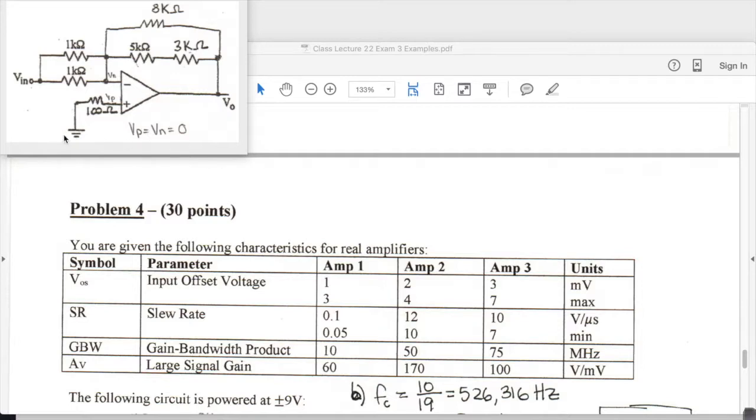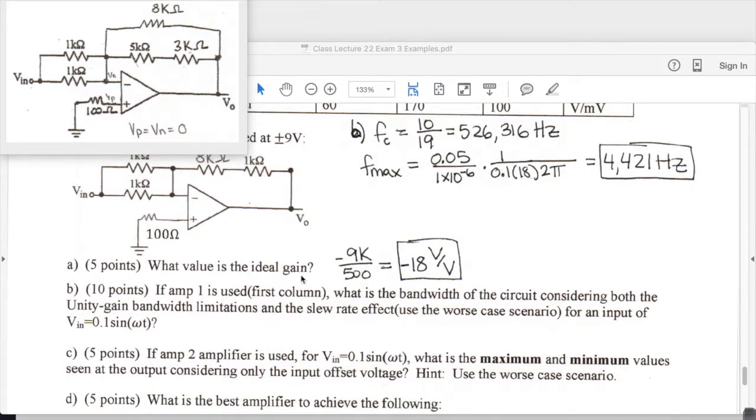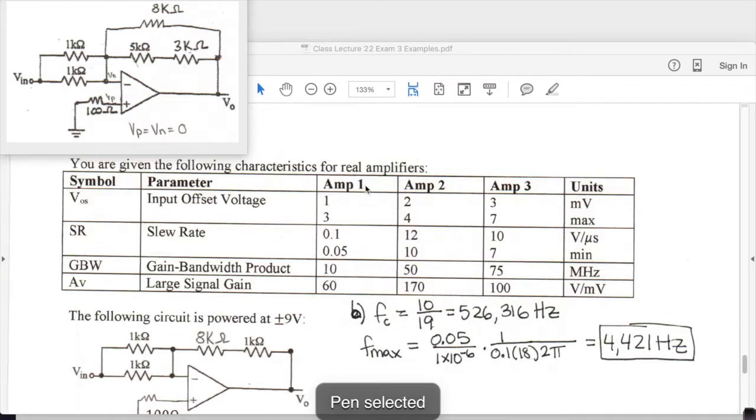For this op-amp circuit that is given here, we want to find the ideal gain if op-amp 1 is used. You're given different op-amp parameters, and the values for the different op-amps are seen here. These are the parameters for amp 1, these are the parameters for amp 2, and these are the parameters for amp 3.